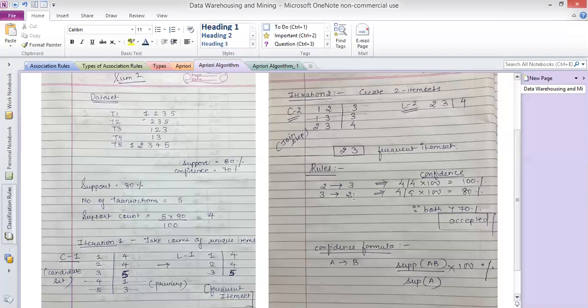For the second rule, it is going to be the support count of 2, 3, which is 4, and the support count of 3 was 5. So 4 by 5 into 100 gives you 80%. Since 100 and 80 are both greater than 70, which was given to you in the question, both these rules are approved and accepted as your frequently mined pattern generated association rules.